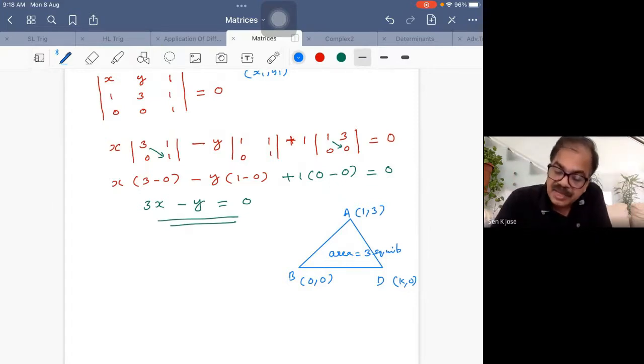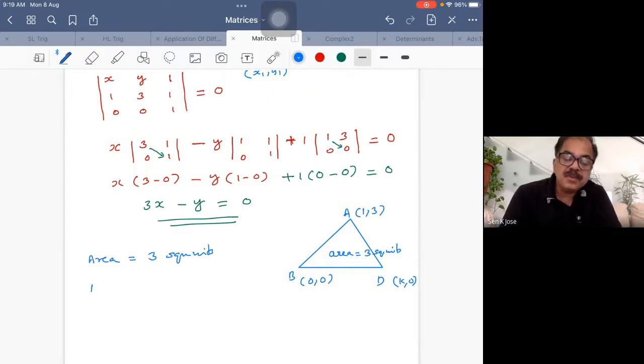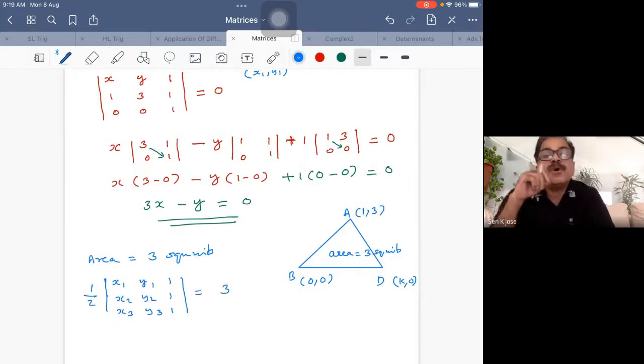So I'm going to start with area. Area is 3 square units. But to find the area of a triangle, we have a formula, so I'm going to use that formula. So when I use the formula, it's going to be half determinant x1, y1, 1, x2, y2, 1, x3, y3, 1 is equal to 3. Area is 3.